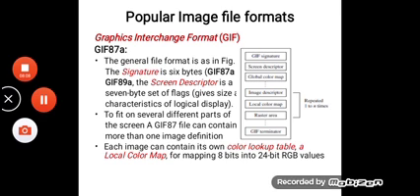Then each image can contain its own color lookup table, a local color map for mapping 8-bit into 24-bit RGB value. Now what I'm trying to say is, if the image that we'll be using is a 24-bit RGB image, but as GIF supports only the 8-bit format, in order to map both these images we need to have a local color map which is going to map this 8-bit value with the 24-bit RGB. So that interchangeability is there, and the name itself indicates graphic interchange format.